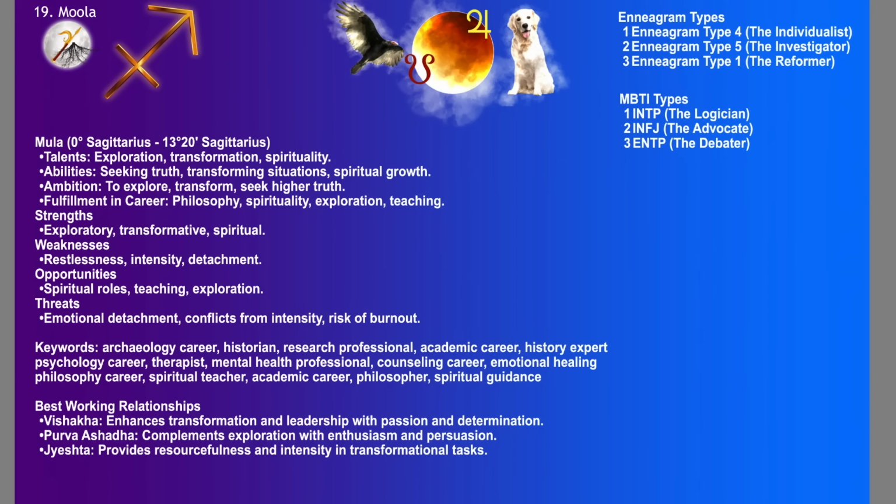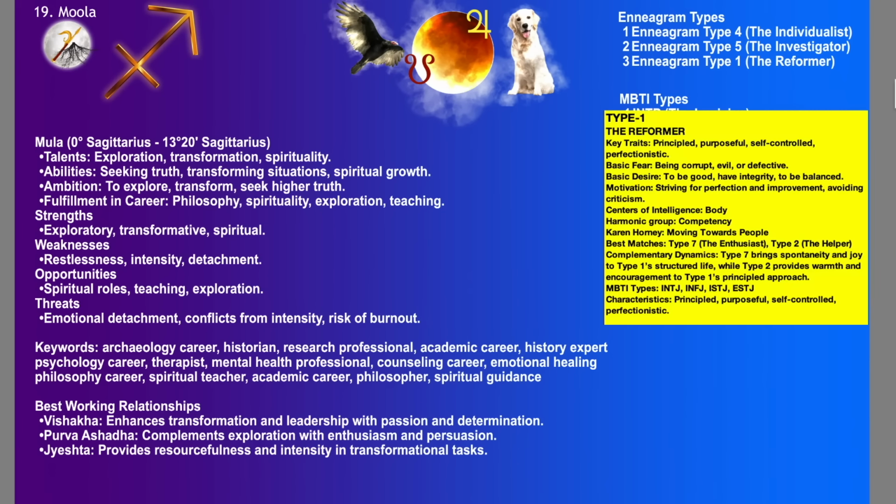Next one, Enneagram type number 1, the reformer. Obviously, Moola is always a reformer. Principled, purposeful, self-controlled and perfectionistic. Basic desire is to be good, to have integrity, to be balanced. They are striving for perfection and improvement, avoiding criticism. Center of intelligence is the body. They are moving towards people.